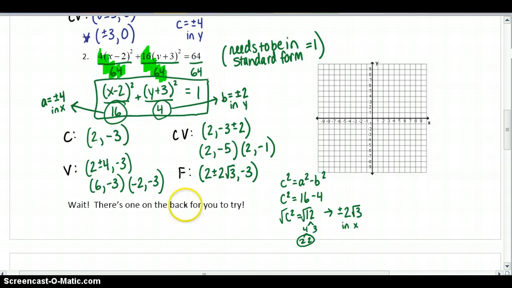Alright, go ahead and plot those points. I'll give you a little hint. For this one right here, you're going to need to approximate using your calculator in order to graph it. Okay, so approximately what will that equal in order to graph it?